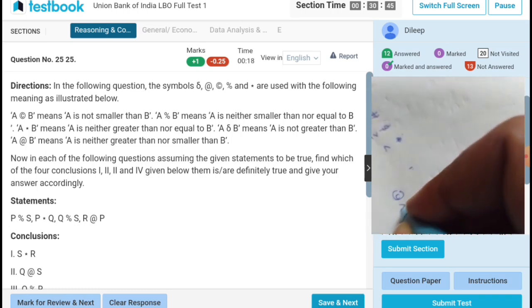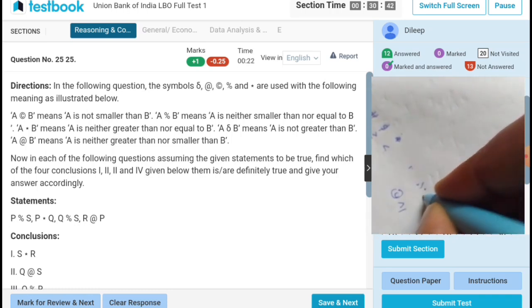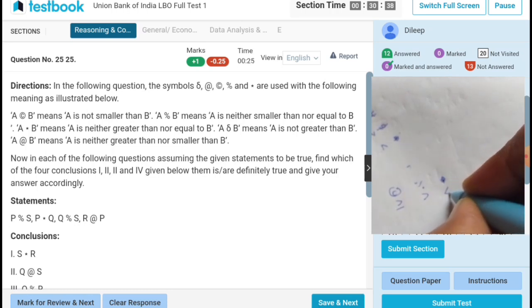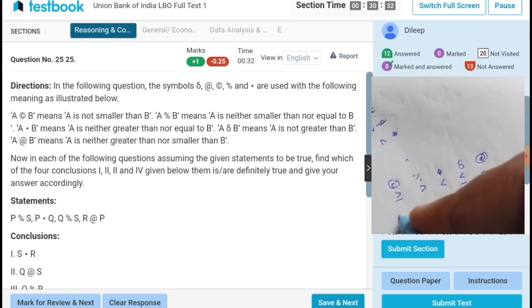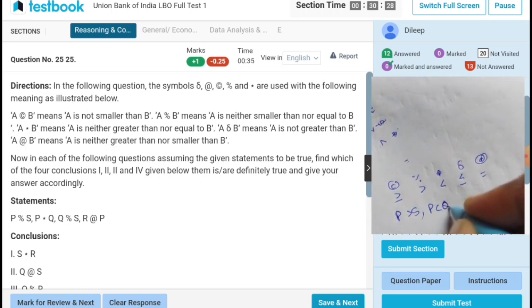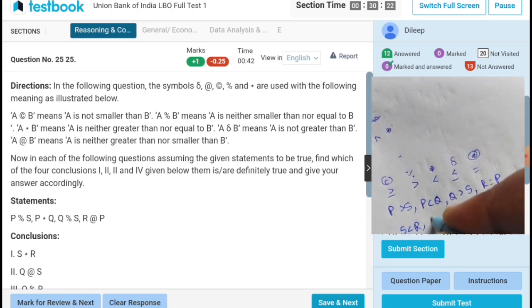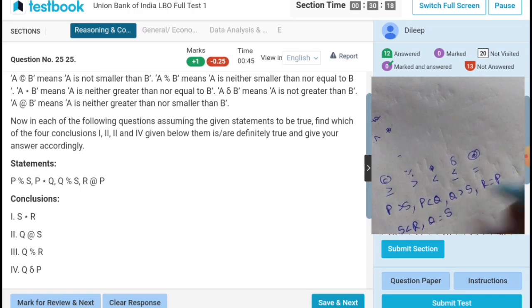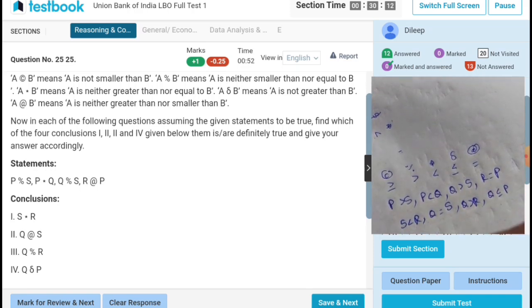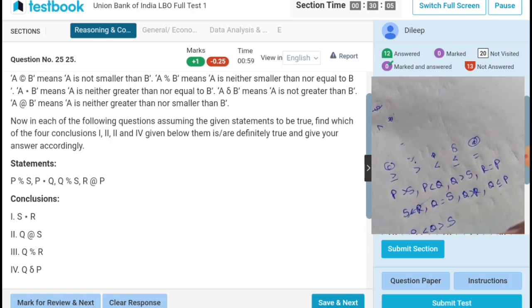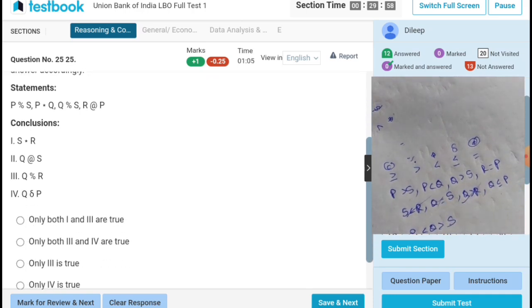So P greater than S, P less than Q, Q greater than S, R equal to P, S less than R, Q equal to S, Q greater than R, Q less than or equal to P. So S less than R. 1 and 3 follow.